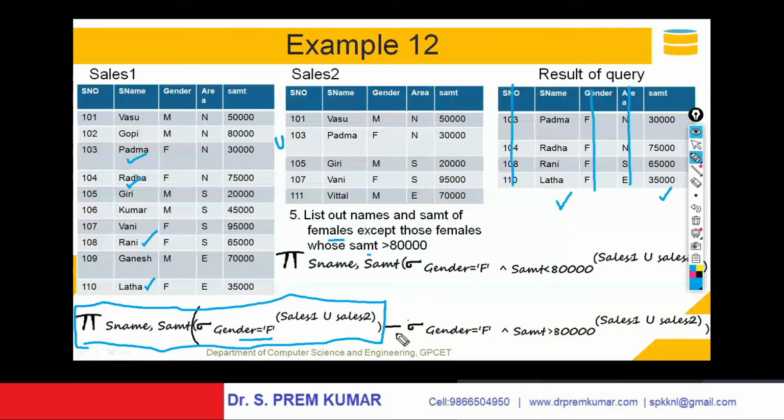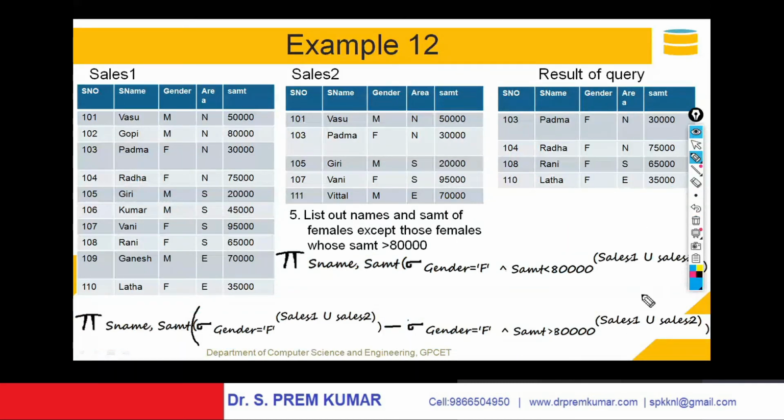From that I am subtracting the females with sales amount greater than 80,000. That is a minus operation. So all the rows of females whose sales amount is greater than 80,000 are being subtracted, removed. Here I am performing the minus operation, so that is being removed. You get only the females' names and sales amounts whose sales amount is less than 80,000.